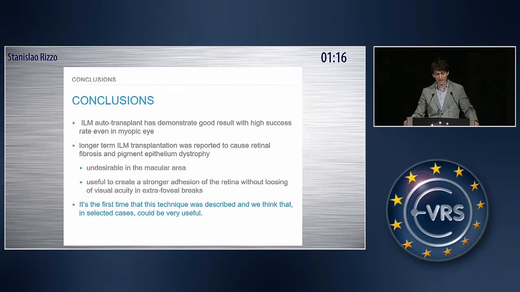So we know the ILM autotransplant has demonstrated good results even in the myopic macular hole. We know that ILM autotransplant can induce a fibrosis inside the hole. We know that it is an undesirable effect if we are talking about the macular area, but it's useful to create a stronger adhesion in the retina without visual acuity loss in extrafoveal breaks.